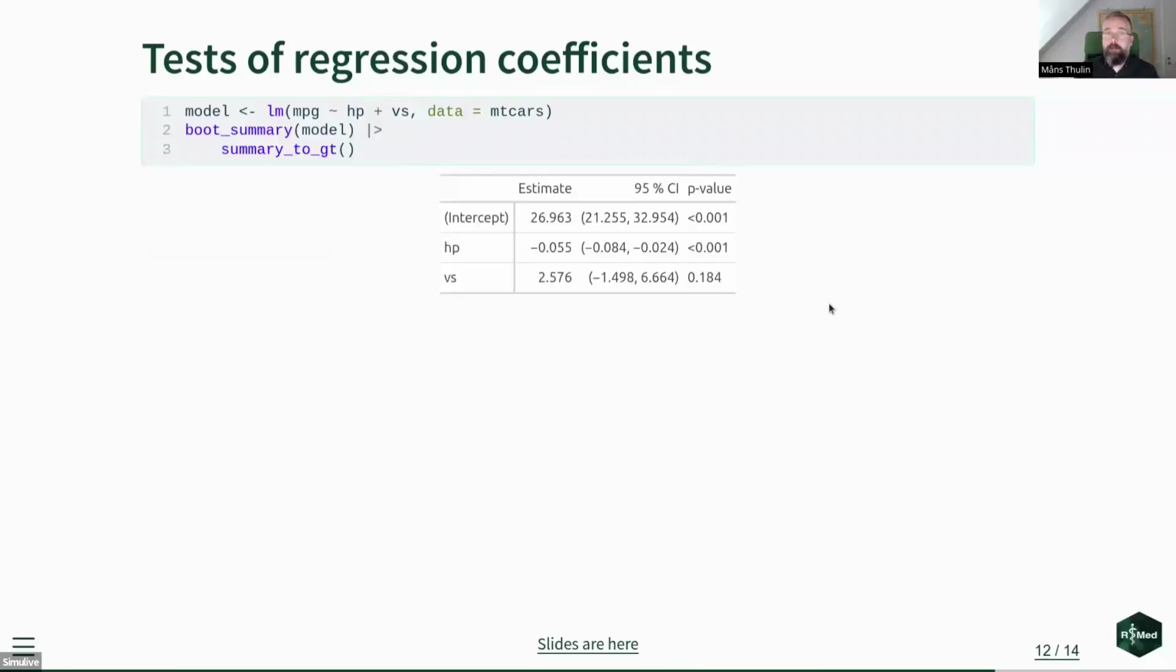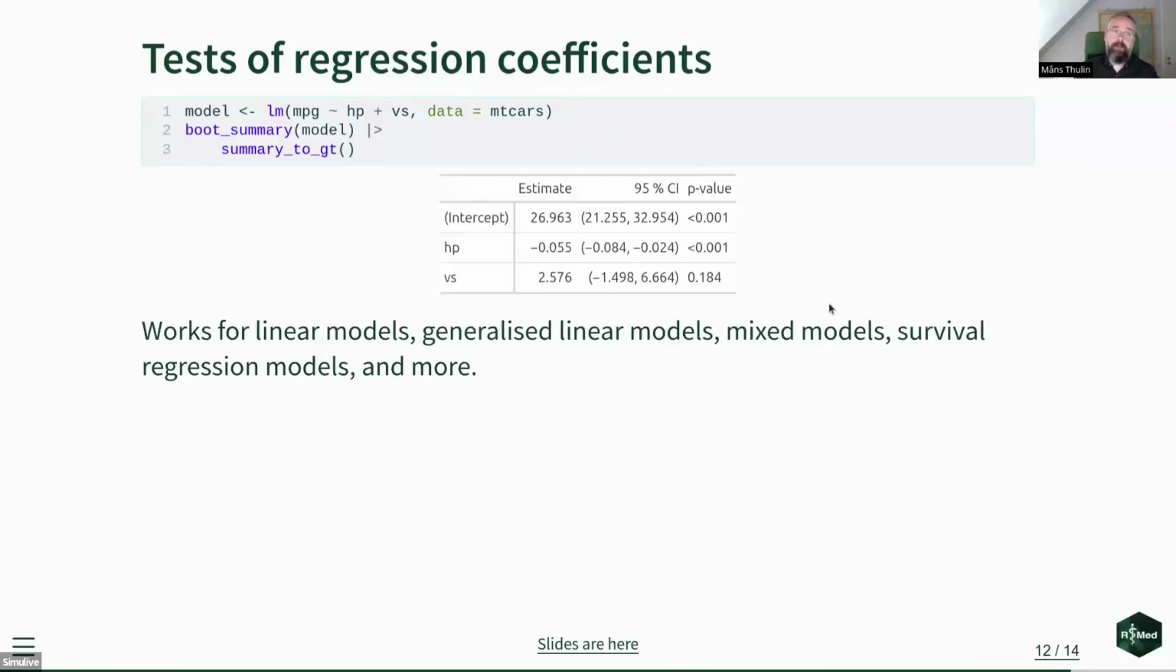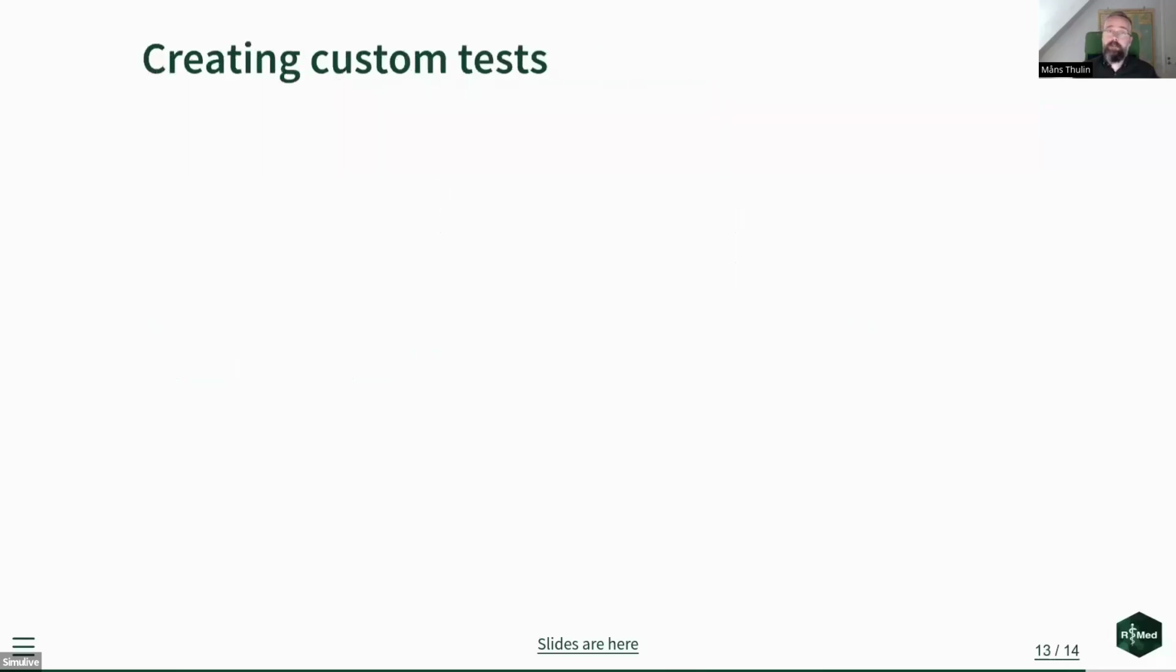This boot_summary function works for linear models, but also for generalized linear models, mixed models, models from survival regression like Cox regression and AFT models, and some robust regression models and so on. So there are many different models for which this function works, and it will give you confidence intervals and p-values based on the Bootstrap. In addition to this, you may want to create custom tests for some other statistics not covered by these convenience functions.